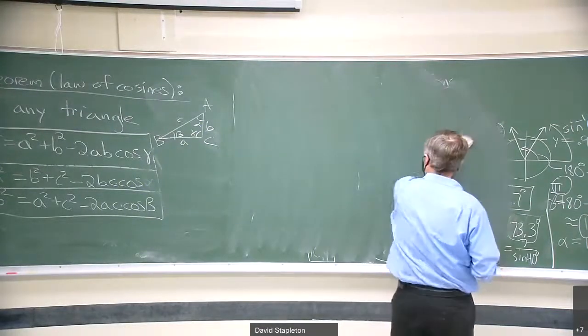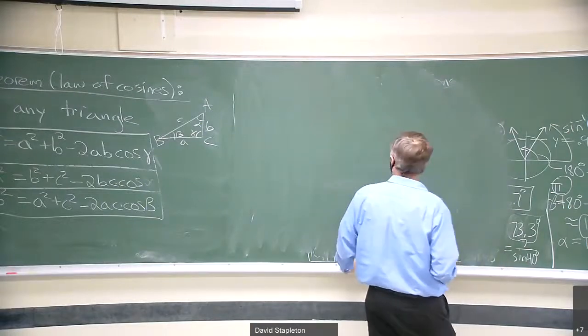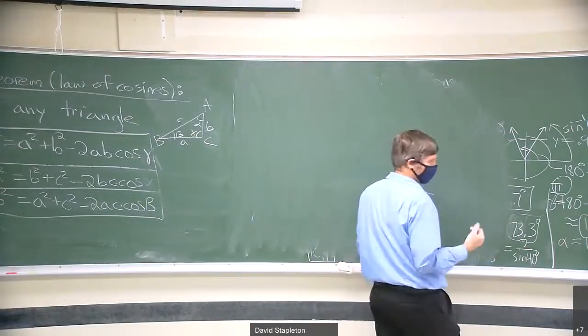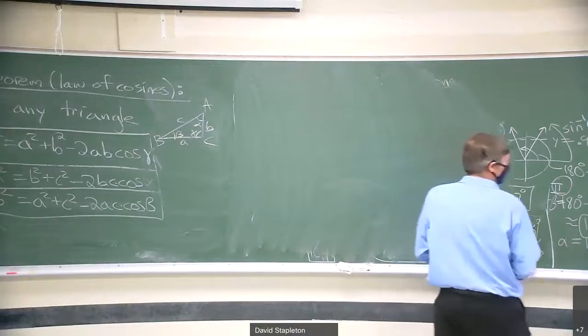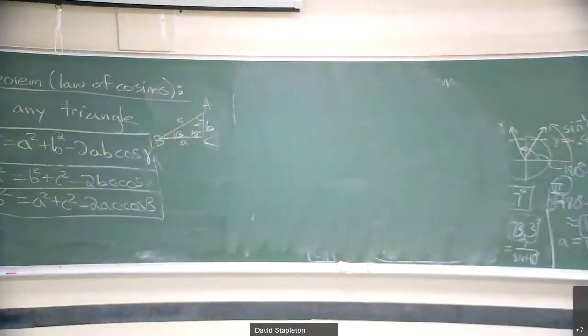Where you just take two given pieces of information in a right triangle and write the trig relations that relate them to something you don't know. Do I have enough room? I guess so. All right.